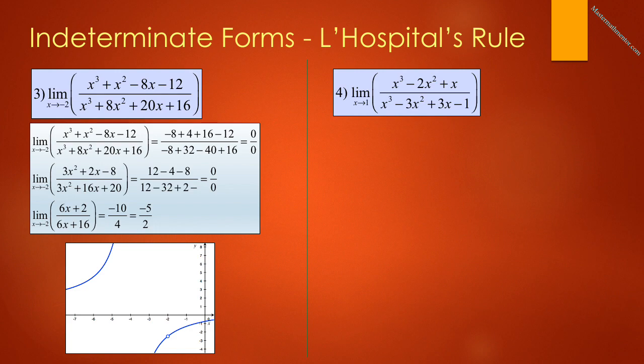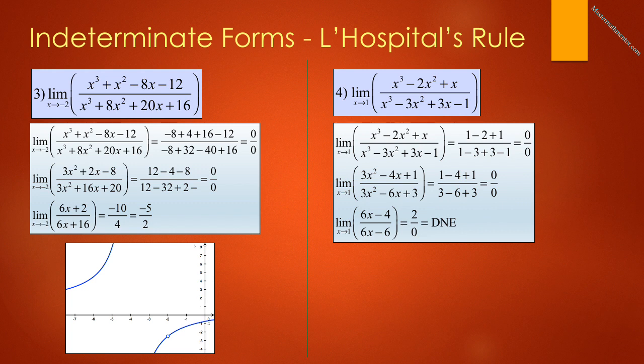Number 4 reads, the limit as x approaches 1 of x cubed minus 2x squared plus x over x cubed minus 3x squared plus 3x minus 1. Plug in 1 and we get 0 over 0. So applying L'Hospital, we get the limit as x approaches 1 of 3x squared minus 4x plus 1 over 3x squared minus 6x plus 3. Again, we get 0 over 0. So we apply L'Hospital one more time, and the limit as x approaches 1 of 6x minus 4 over 6x minus 6. We get 2 over 0, which means that the limit is undefined or infinite.